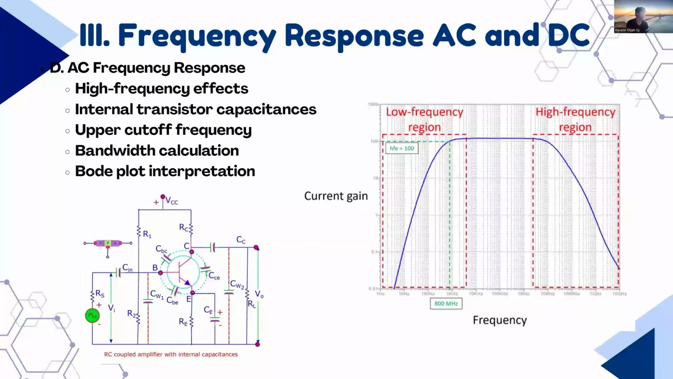These are unwanted capacitors. This lower reactance creates low impedance paths that shunt the AC signal directly to the ground, attenuating the input and output voltages. This is called Miller's theorem, which magnifies this effect.